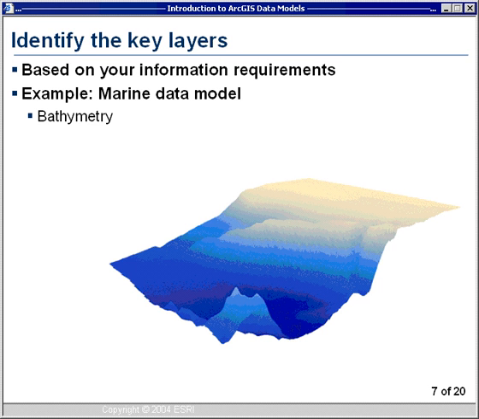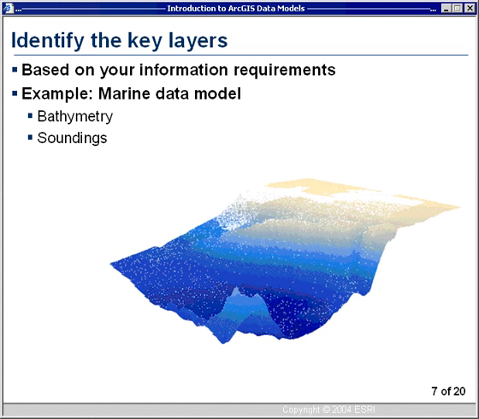Once the key layers have been identified, their physical representation in the GIS is often based on the information requirements. For example, a marine data model will often start with a layer of bathymetry representing the ocean floor. This layer can be created by the interpolation of points, in this case soundings, which can also be added or draped onto the seafloor. The interpolation of points depends on the elevation or depth value being stored in the attribute table. So creating points and their detailed attribute information becomes a key modeling consideration.